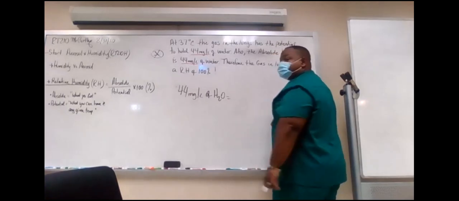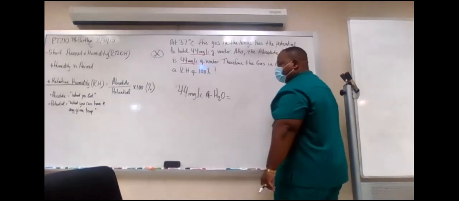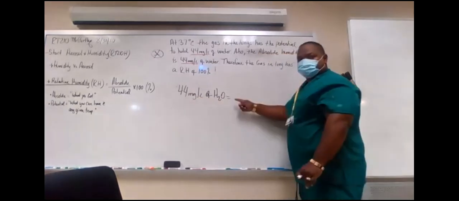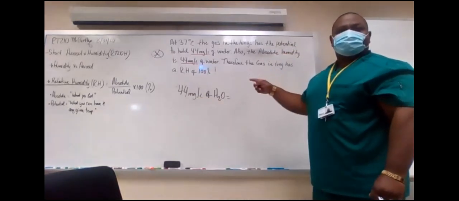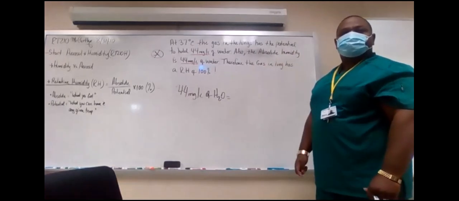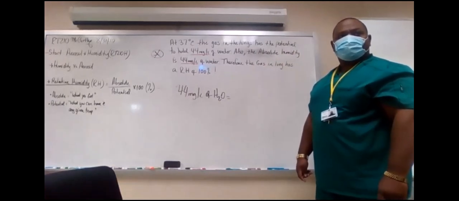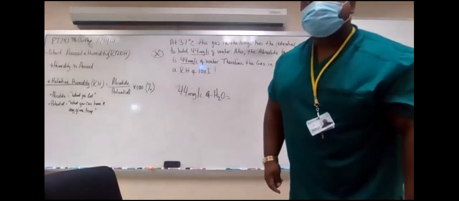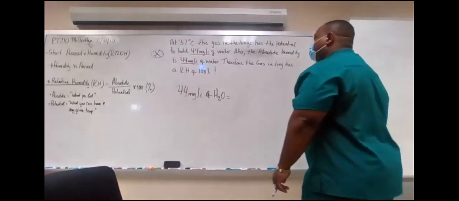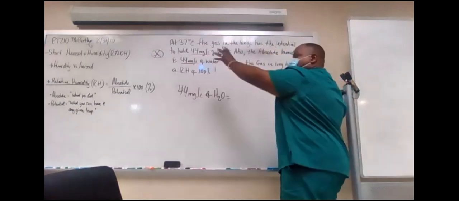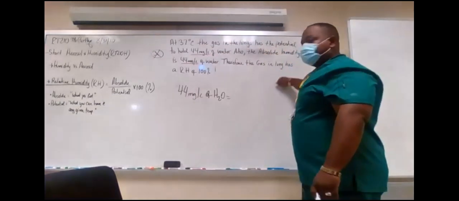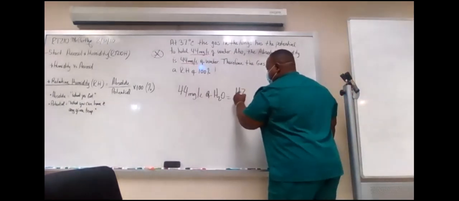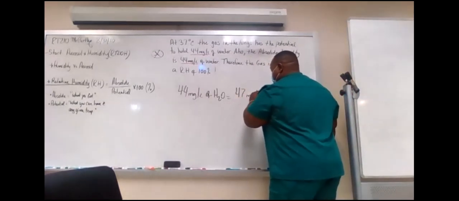How much pressure of water is in the lungs? No. How much pressure? This is amount, milligrams. How much pressure is in the lungs? When you do the alveolar equation, what's the water pressure? What is the water pressure? How much? The water pressure, when we do 760 minus what? 47. 47 millimeters of mercury.